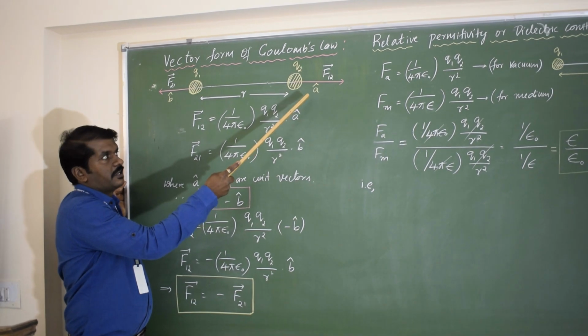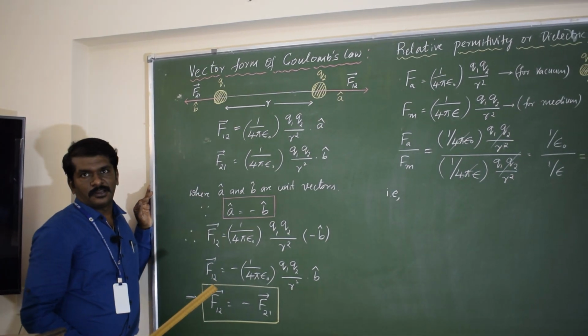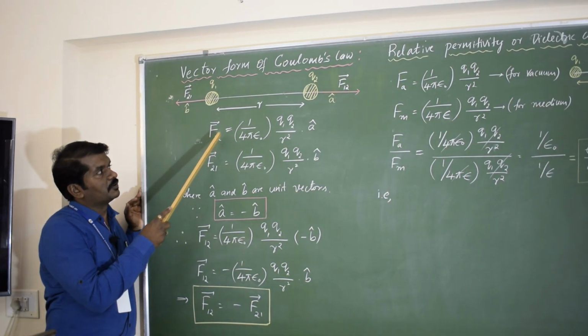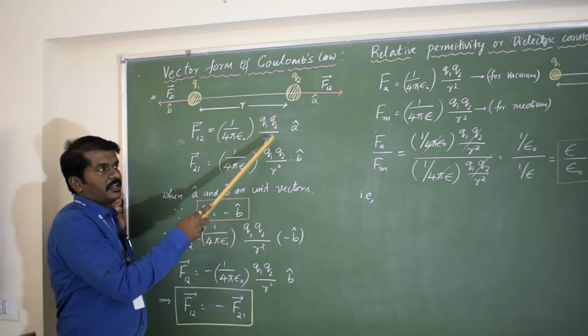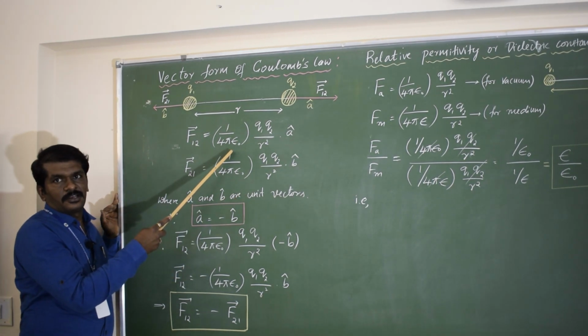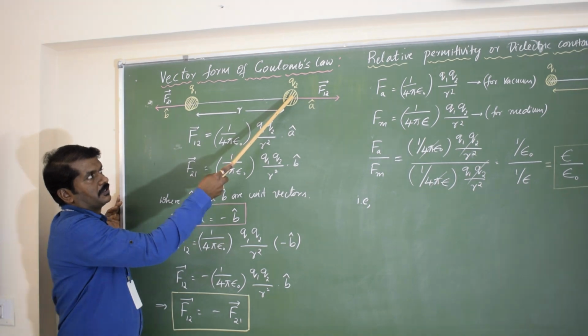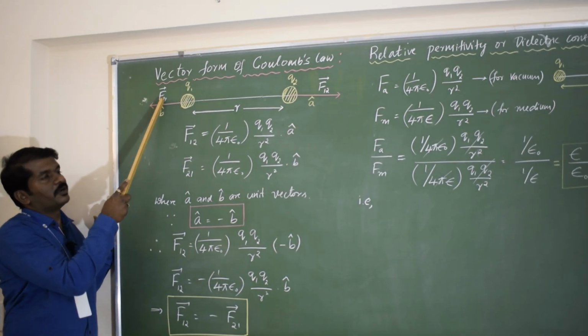F12. Let A cap be the unit vector along F12. And we know that according to Coulomb's law, F is given by the equation F is equal to 1 by 4 pi epsilon naught Q1 Q2 divided by R square into A cap. So this is the vector form of Coulomb's law. Similarly, as a reaction to that, this charge Q2 exerts a force on Q1, and that is given by F21.